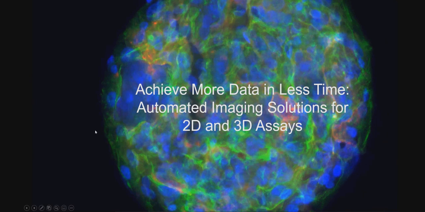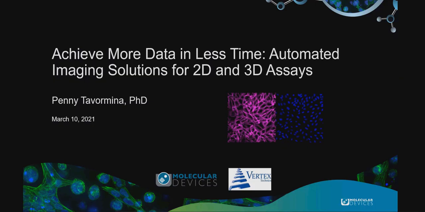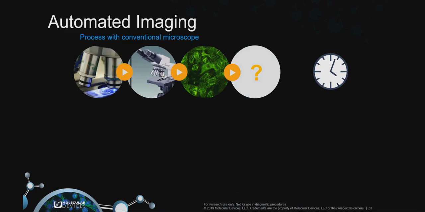So for today's presentation, what I'm going to talk about are some examples of automated imaging applications for 2D and 3D assays. This is using the Molecular Devices ImageXpress family of automated imaging solutions. I'm really going to focus more on the applications. I will tell you a little bit about the instruments, but we want to focus more on giving you some example applications so you can see how you might take your manual microscopy applications and automate those. So thank you again for joining.